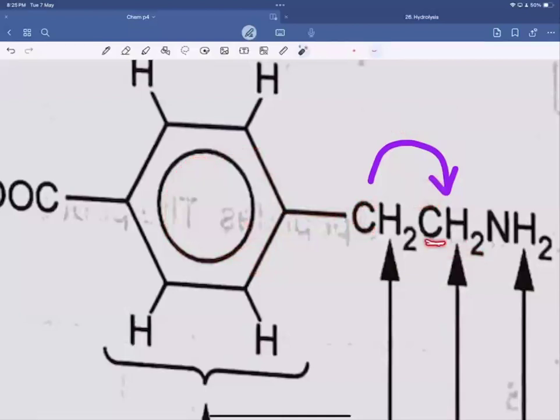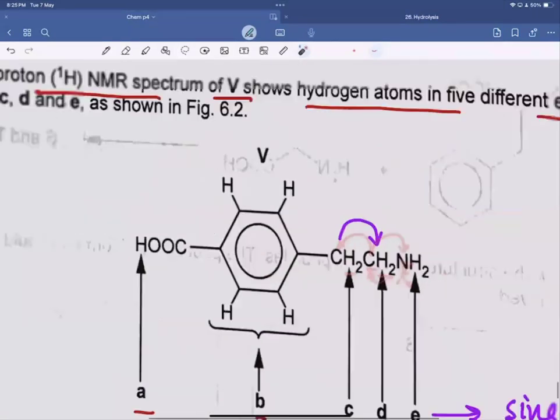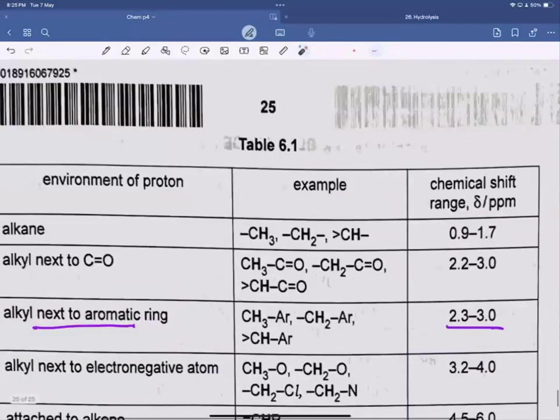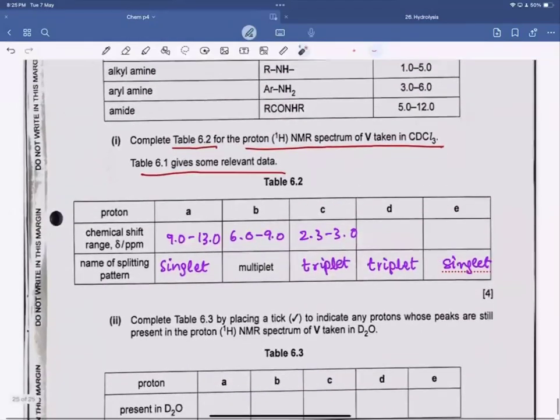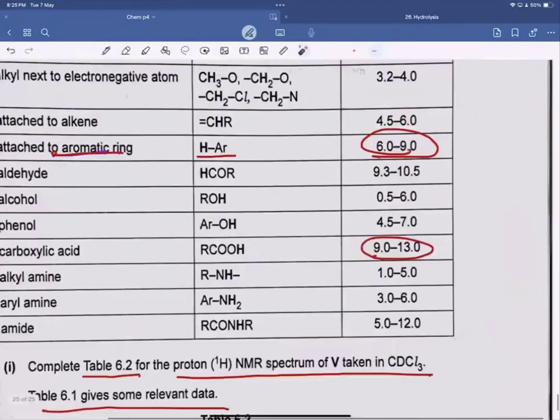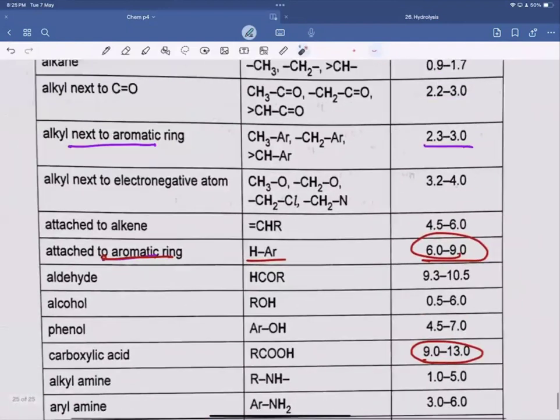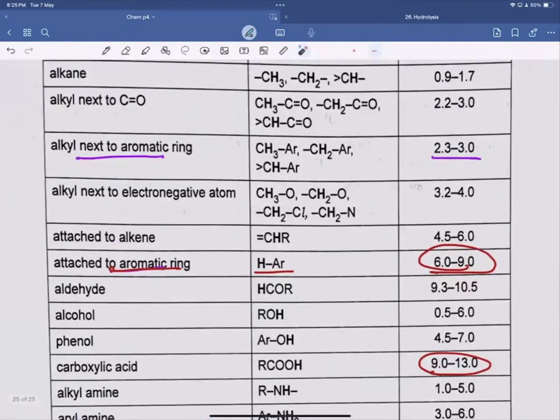Now, if we look at these two hydrogens, they are bonded to this carbon. One neighbor of this is a carbon which has two hydrogens. On the other side, the neighbor is nitrogen, so we will not consider this nitrogen. So that's why triplet, triplet, and singlet. It's next to an alkyl aromatic ring, which is 2.3 to 3.0.